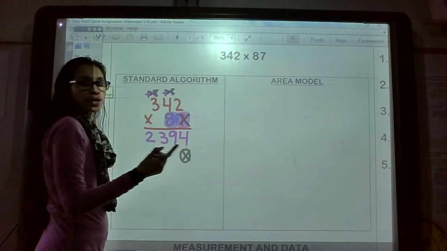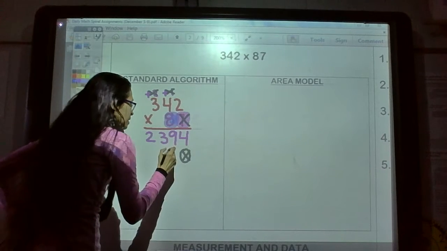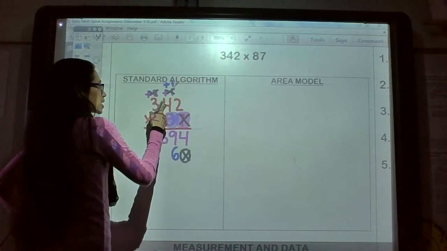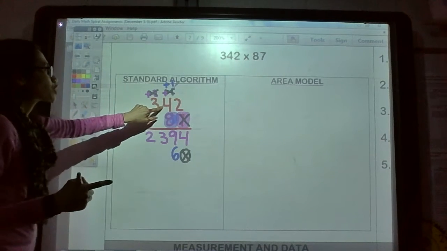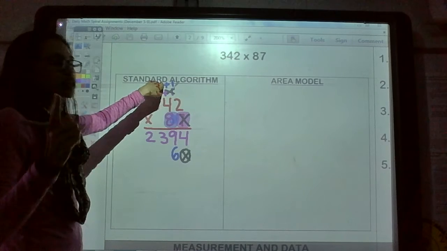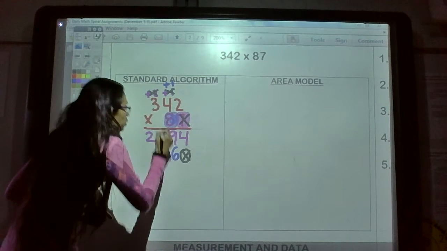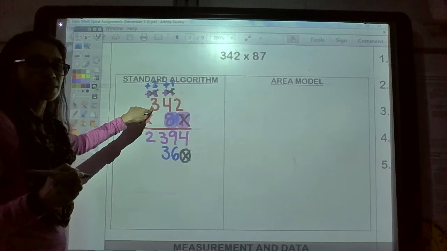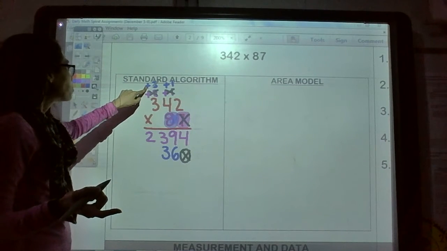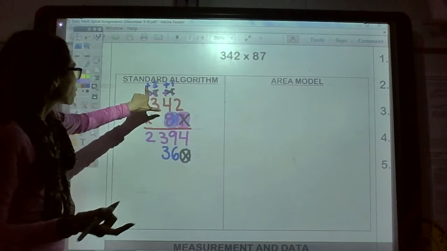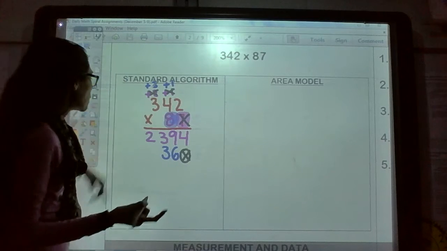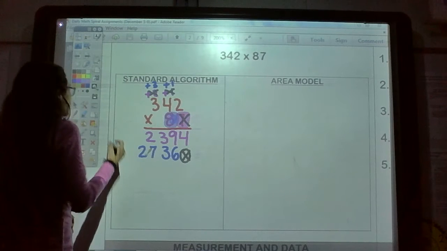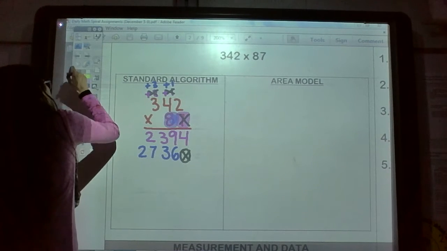8 times 2 is 16. Write the 6 plus 1 up top. 8 times 4 is 32 plus 1 is 33. Write the 3 plus 3 up top. 8 times 3 is 24 plus 3, 27. Now what do we do? Let's add them together.